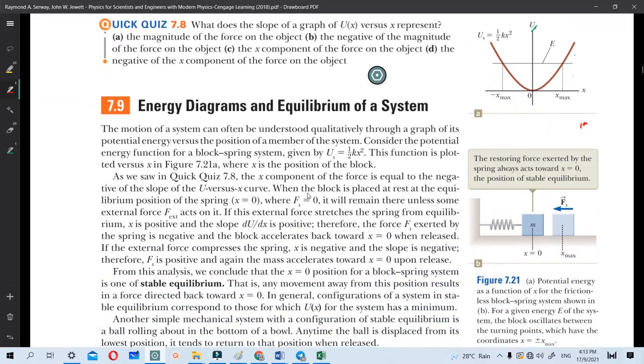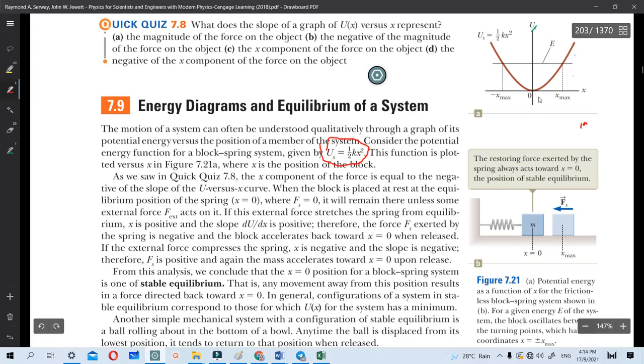Alright. Now, energy diagram and equilibrium of a system. So, what is equilibrium? What we are talking about here refers to the motion of a mass at the end of a spring. Stable equilibrium represents the center. When an object is acted on by a spring, or by potential energy in a spring, you find that it's always trying to go to the equilibrium, to return to its original state.